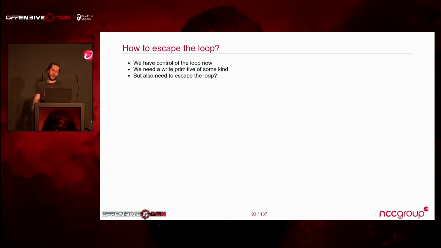So the next problem we had is how do we actually escape the loop? The first thing to know is that if we escape the loop, we lose any primitive, because the advantage is that we're in this loop and we have some control, but once we exit the loop, we don't have anything. So we have to do everything before exiting the loop.